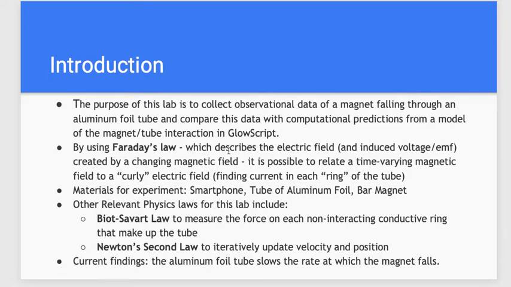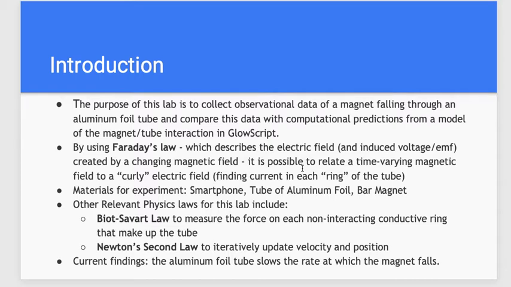magnet and tube interaction in GlowScript by using Faraday's law, which describes the electric field and induced voltage created by a changing magnetic field. It is possible to relate this time-varying magnetic field to a curly electric field. And in the model, that means finding current in each ring of the model's representation of the aluminum foil tube.